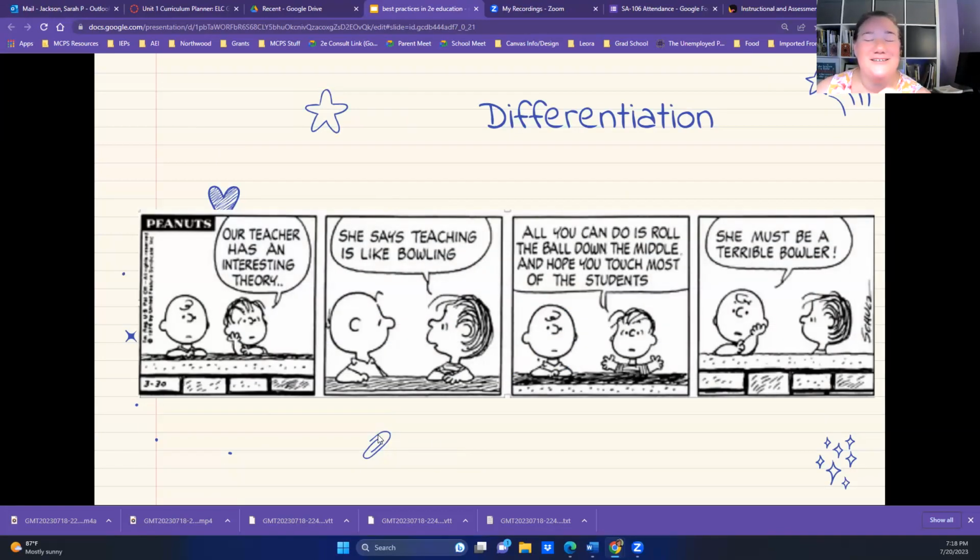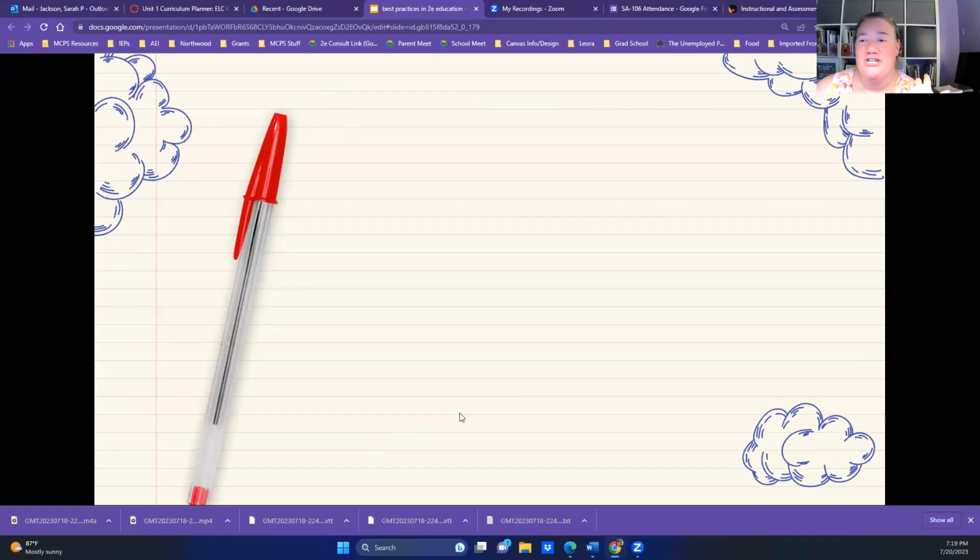Oh, this one has a lot of cartoons. So it says, our teacher has an interesting theory. She said teaching is like bowling: all you can do is roll the ball down the middle and hope you touch most of the students. And what does Charlie Brown say? She must be a terrible bowler. So we all know that rolling down the middle is not the best way to approach all students. Sometimes it's the best way not to get scolded, but it's not the best way to reach everybody. And so that's where differentiation comes in.